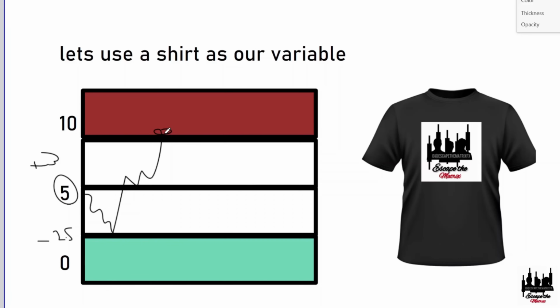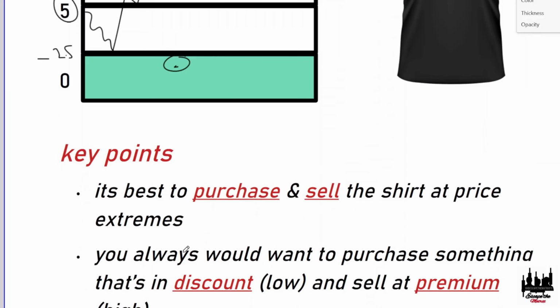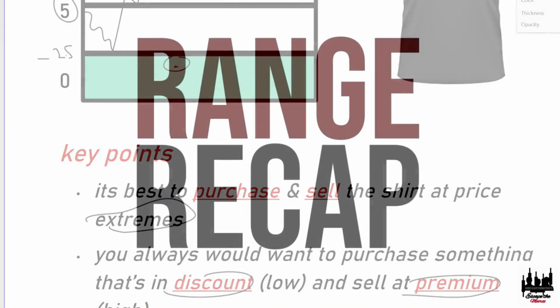So what I'm trying to explain to you here is it's always best to sell when price is at its premium pricing, and it's best to buy when price is at its discounted level. The key point here is it's best to purchase and sell the shirt at price extremes. You would always want to purchase something that is discounted, that is low, and you would always want to sell something when it's premium, at its highest pricing.